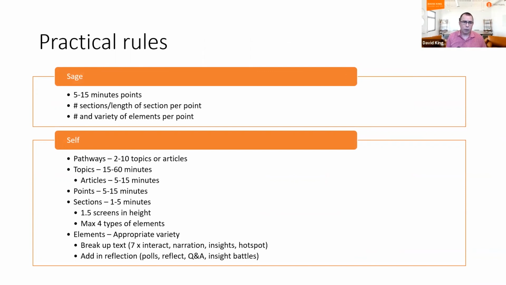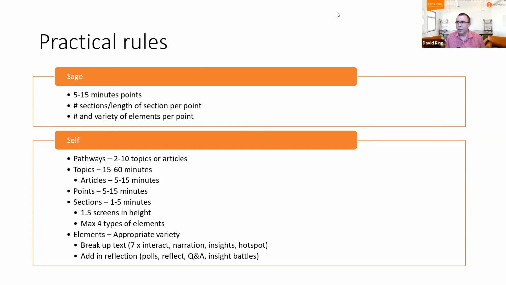And so if you ask her to review a point, she'll tell you if you've got just too many sections, too few sections, or any sections are too long. So she's running some behind the scenes calculations for you automatically. She's also looking at the number and variety of elements that you're using. So if you ask Sage, how am I going?